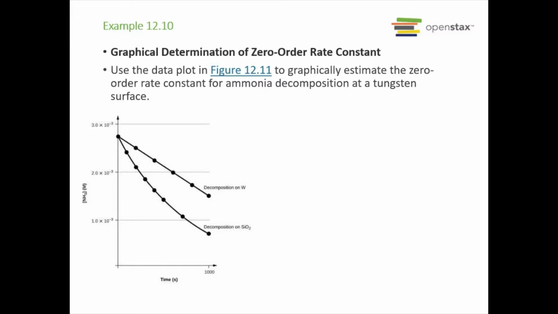So let's go ahead and look at an example. So here's a plot. We want to graphically estimate the zero order rate constant for ammonia decomposition at a tungsten surface. So tungsten is W. So there's two graphs there. We want this guy, that's decomposition on W, that's tungsten. So we know from the equation for a zero order that [A]t equals negative kt plus [A]0. So the rate constant is equal to the slope. So we're going to go ahead and choose 2 points on this graph.